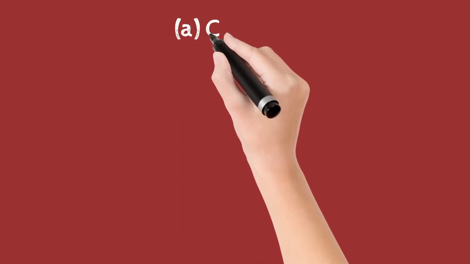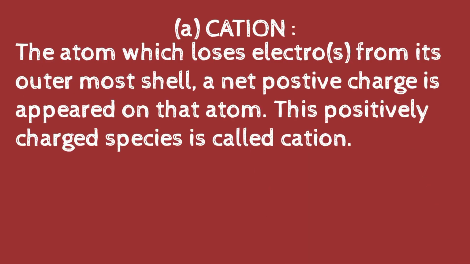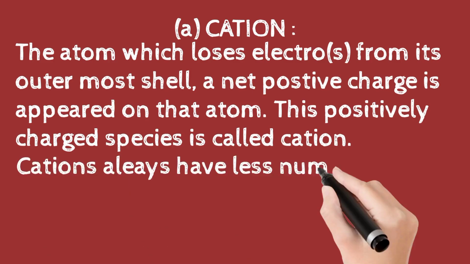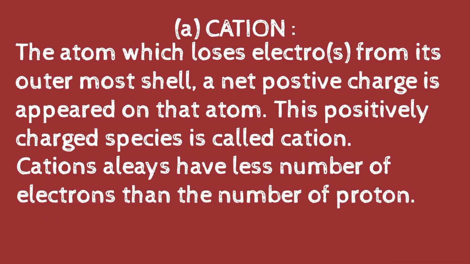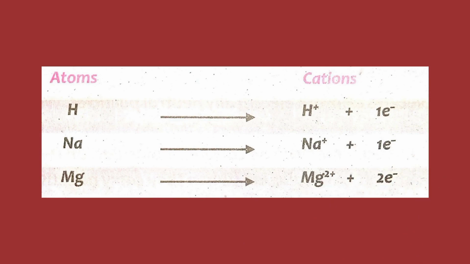Cation is formed with the loss of electrons. Cation. The atom which loses electrons from its outermost shell, a net positive charge appears on that atom. This positively charged species is called a cation. Cations always have a smaller number of electrons than the number of protons. The table shows the examples for cations. Hydrogen forms a cation with a positive charge with the loss of one electron.